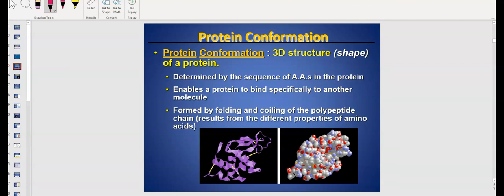Okay, so protein configuration. The most important thing in biology, if you get nothing from this class, the most important is shape. Right? I study all kinds of diseases, and I can tell you that 99.99999% of them are caused by a misshapen protein. So, what determines the shape? Well, the three-dimensional structure of the protein is determined by the sequence of amino acids in the protein.